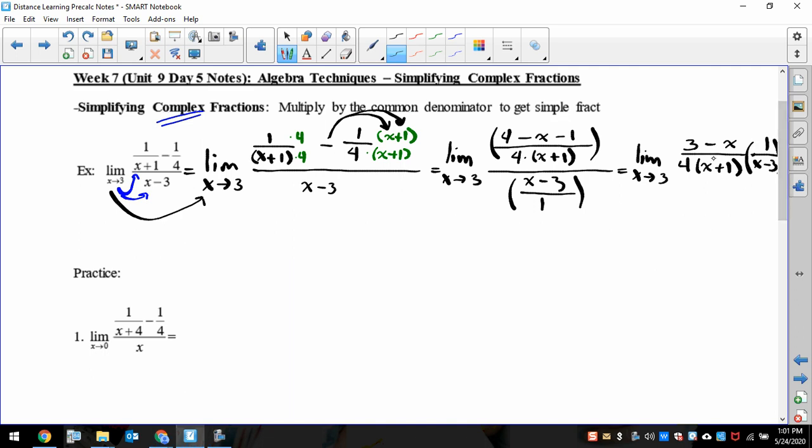Okay, so I just flip and multiply there. And so let's do one more step before we actually evaluate the limit. So I'm going to rewrite that limit. I know it's a pain to rewrite it, but we have to keep rewriting.